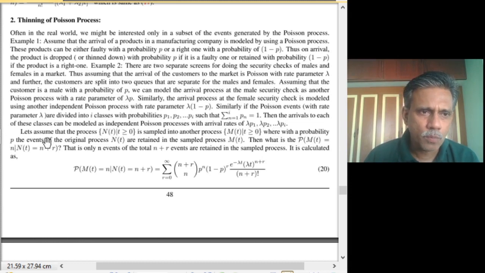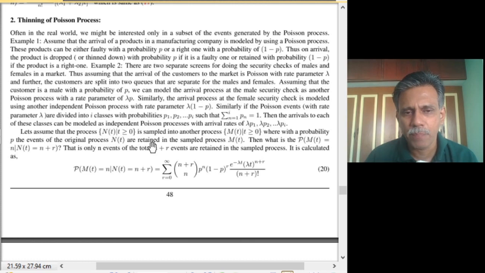So now let us assume that the process N(t), t greater than or equal to 0, is sampled into another process. We also call it a sampling. We only pick certain events from the whole events that have occurred and we note it down, and that is a sampled Poisson process, and the probability of sampling is p. Into another process M(t), t greater than or equal to 0, where with the probability p the events of the original process N(t) are retained in the sampled process M(t).